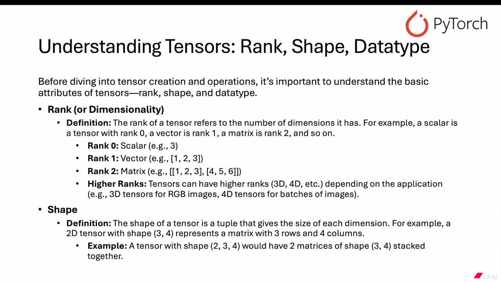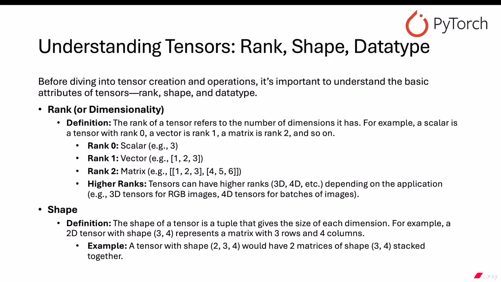So understanding tensors, there's three things: rank, shape, and data type that we'll go over. Before diving into tensor creation and operations, it's important to understand the basic attributes of tensors, again, which are rank, shape, and data type. Rank, also called dimensionality: the rank of a tensor refers to the number of dimensions it has. For example, a scalar is a tensor with rank 0. A vector is rank 1, a matrix is rank 2, and so on.